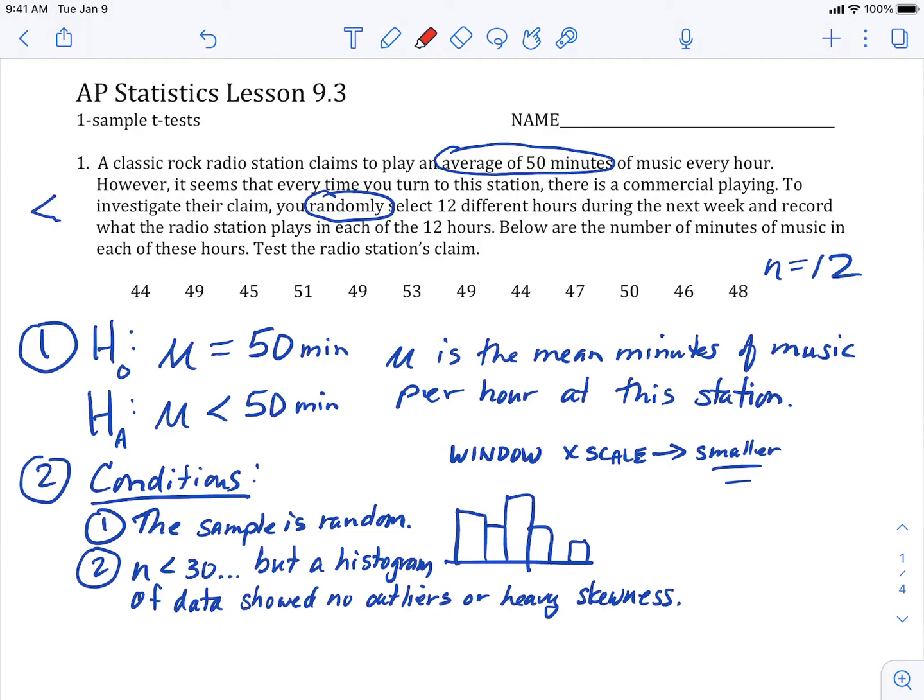Just make sure that you do include a sketch of your histogram. That is necessary for full credit. You cannot just describe it. You have to actually show a little sketch.